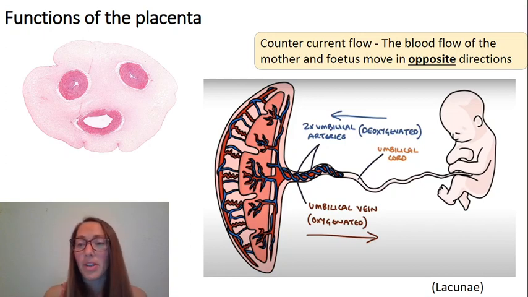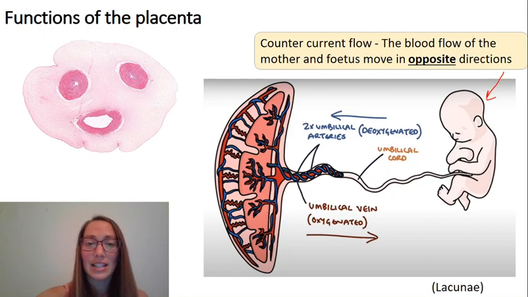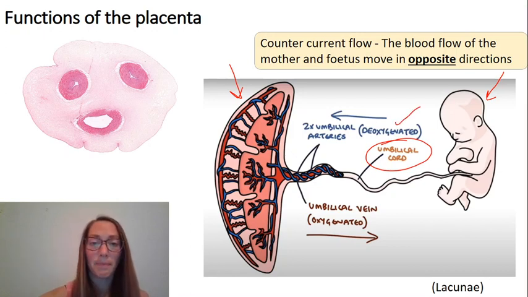Okay, and so here's the fetus. And here's the placenta, and they're connected by an umbilical cord. Okay, so here we can see the umbilical cord, and we've got two umbilical arteries which are taking deoxygenated blood away from the fetus towards the placenta.